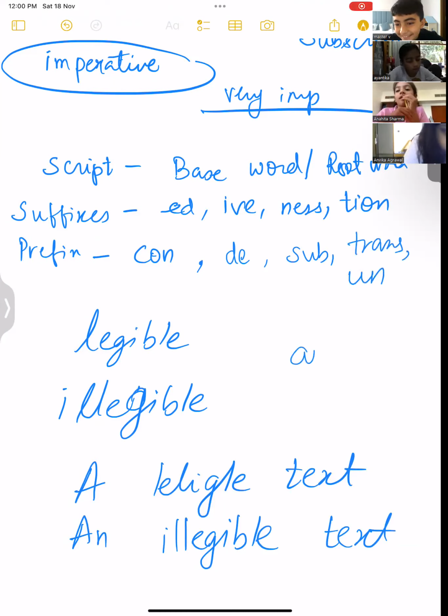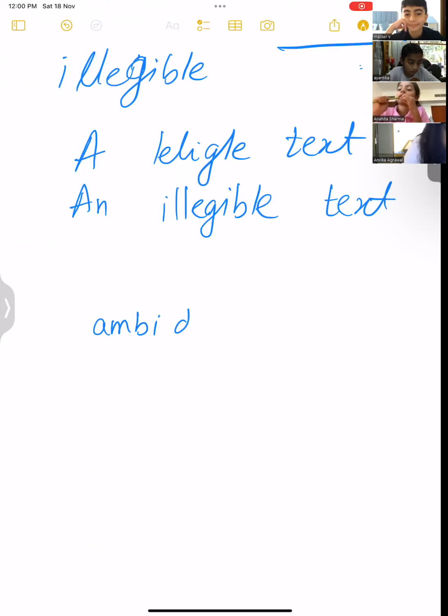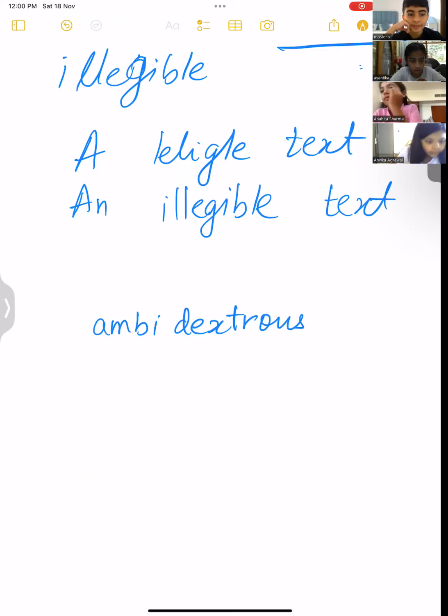If something is both, we say ambi. Ambi is a prefix which means both. So let's discuss more of it. A person is ambidextrous. Now, ma'am, this meaning I know. It means a person who can use both his left hand and right hand very well, who can write with both hands. That's ambidextrous, right?